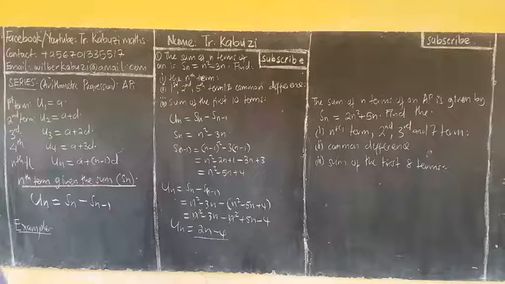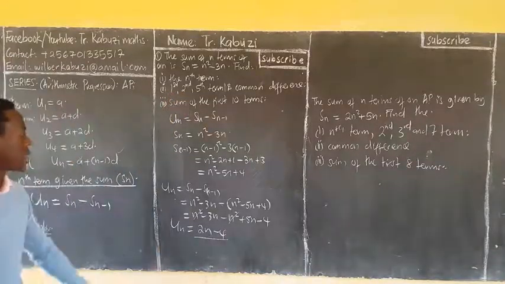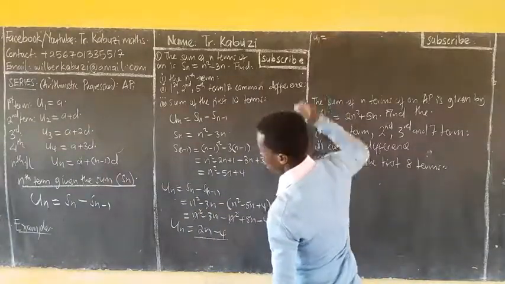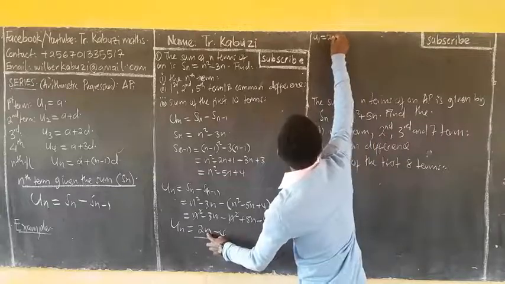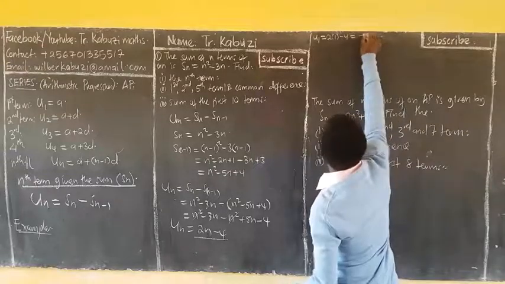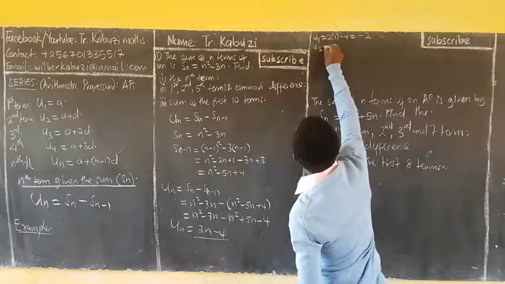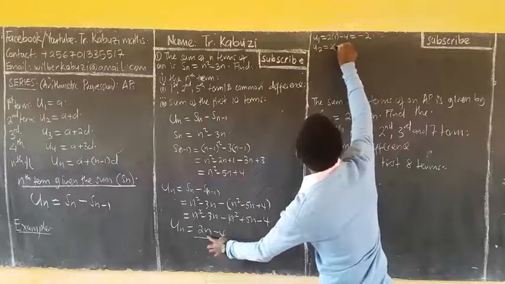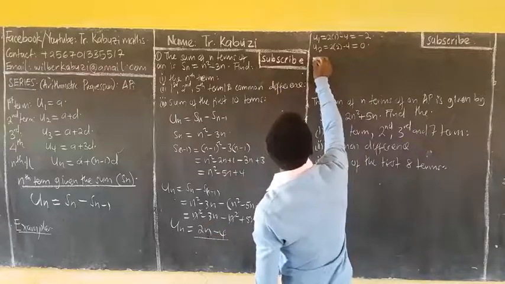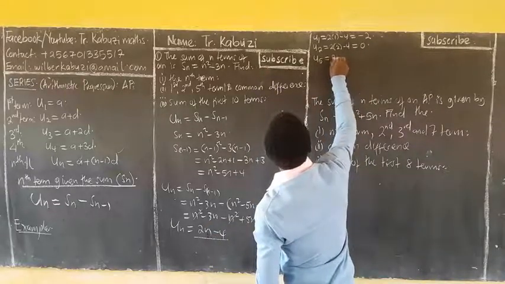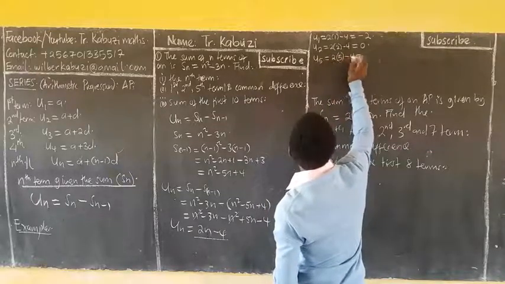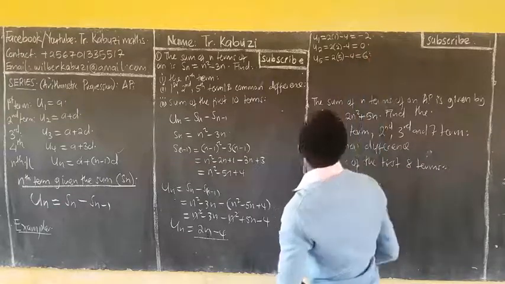Now they want us to get the first, the second term, so we can use this one to get them. So the first term, n is 1, so u1 will be 2 into 1 minus 4. This will give you negative 2. So the second term, u2, where there is n, we put 2, minus 4, which will be 0. Then the fifth term, u5, will be 2 into 5 minus 4. This will be 10 minus 4, which is 6, and so on.